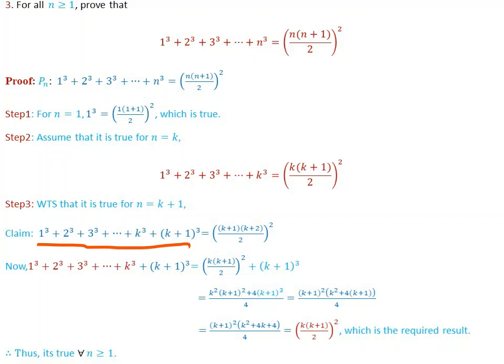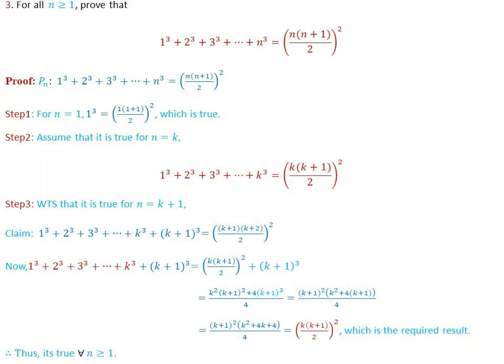1 cube plus 2 cube plus 3 cube plus k cube plus (k plus 1) the whole cube ይሆናል ማለት ነው. እዚህ ጋር ለk plus 1 ሲሆን እዚህ ጋር k cube ነበረ, therefore እኛ የምናየው ለk plus 1 ሲሆን እዛን በk ቦታ k plus 1 እንወስዳለን, then (k plus 1) the whole cube is equals to ((k plus 1) into (k plus 2) over 2) the whole square ይሆናል. Now starting from the left hand side of our claim we obtain the right hand side of our claim. Therefore let us start from the left hand side of our claim.